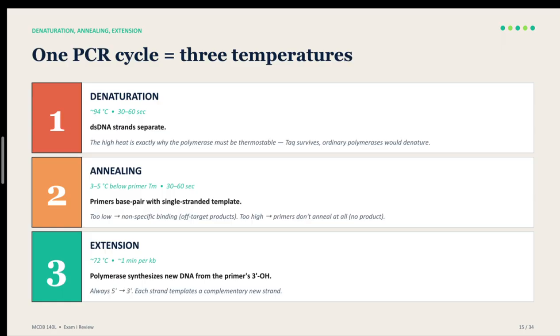Annealing is, I think, probably one of the most important parts of PCR, primer design, like everything in general, right? I think this is where people in molecular biology, when they're designing primers, really fail.